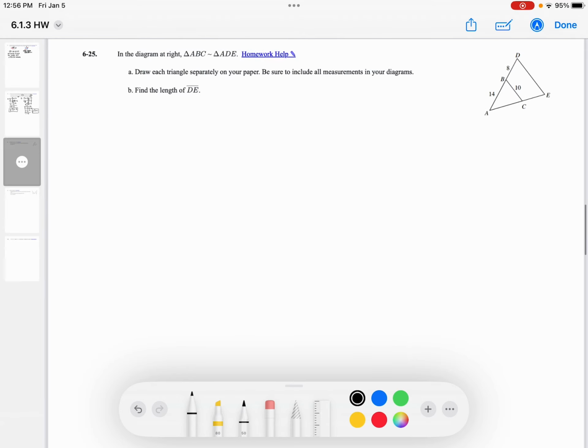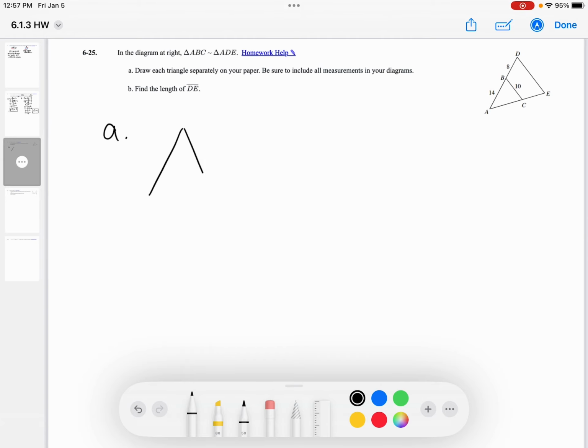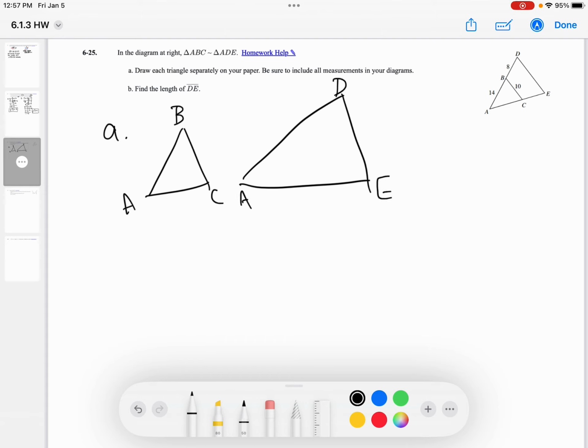Okay, problem 25. In the diagram at right, the triangle ABC is similar to triangle ADE. Draw each triangle separately on your paper and include all measurements. So let's draw our two triangles. Here's ABC, and here is ADE. This is 14, this is 10.